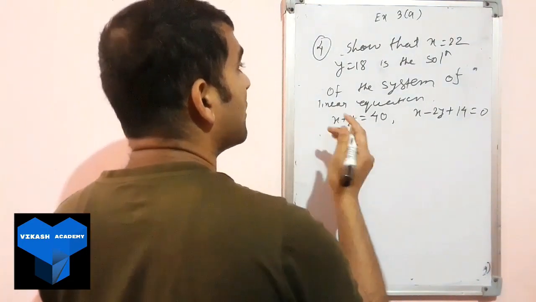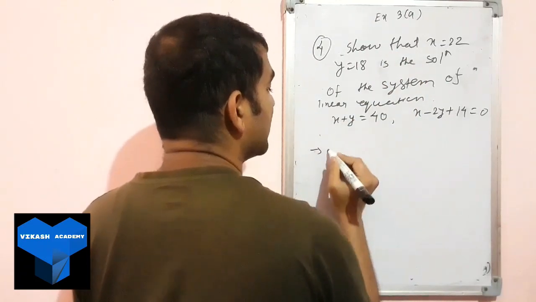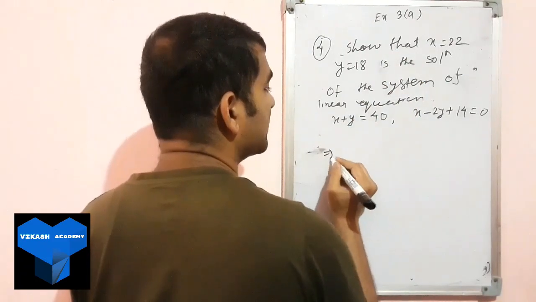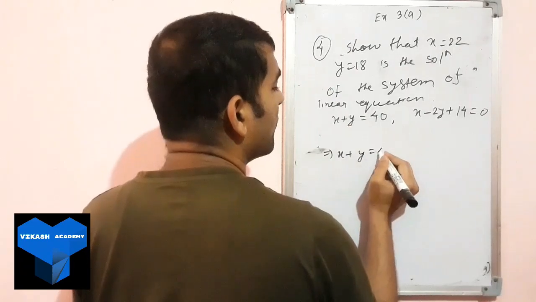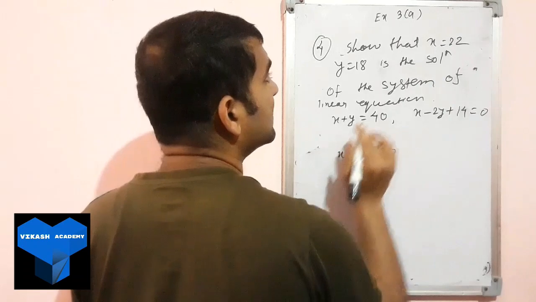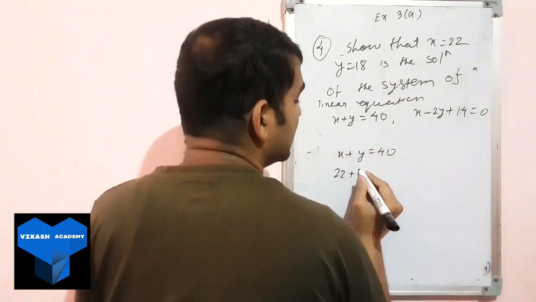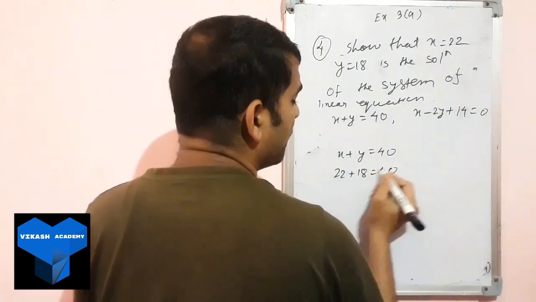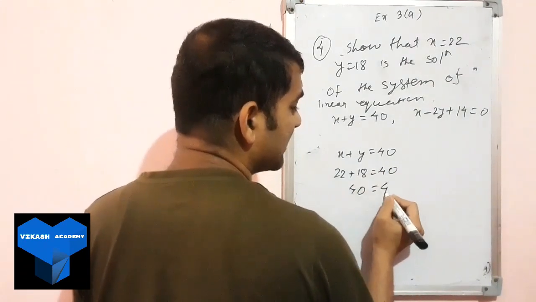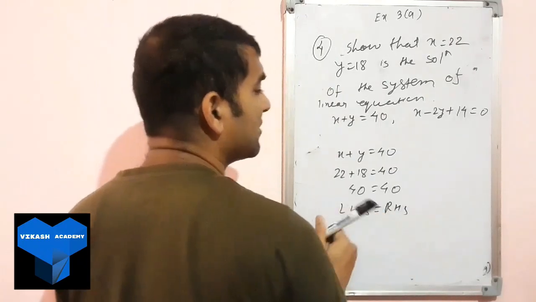In the first equation, x plus y equal to 40, x is 22, so we write 22 plus y, which is 18, equal to 40. So 40 equal to 40, right? So LHS is equal to RHS. So we have already shown that here it is a solution.